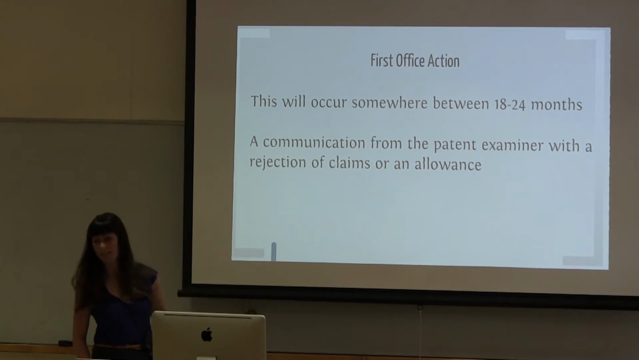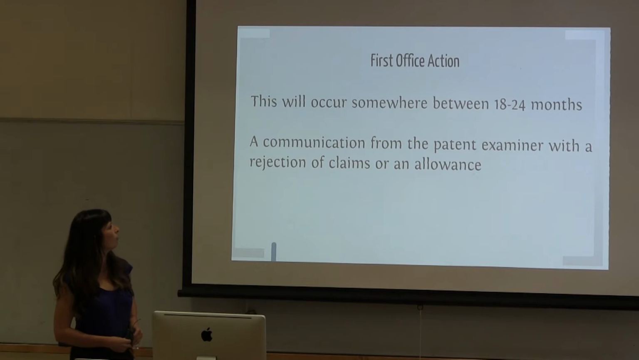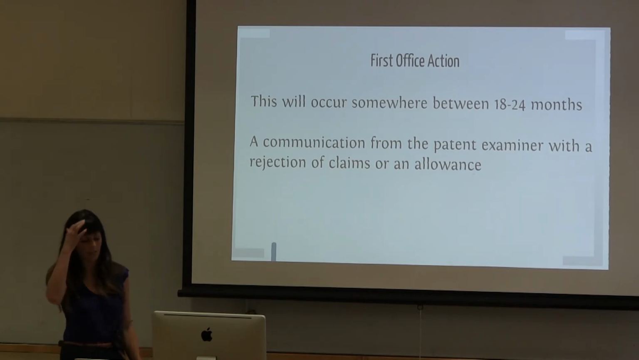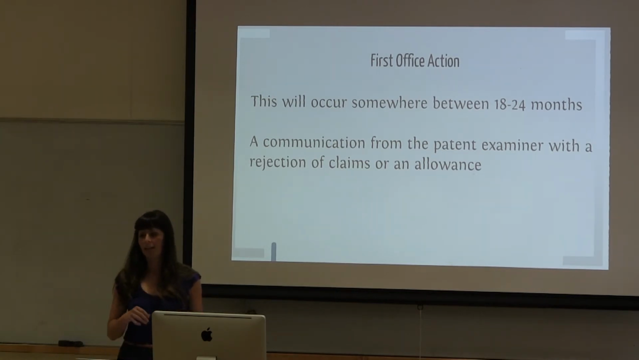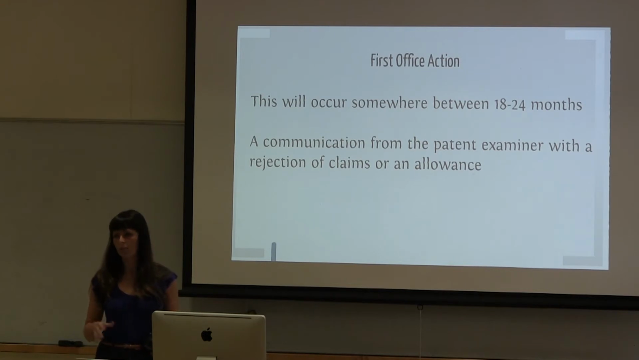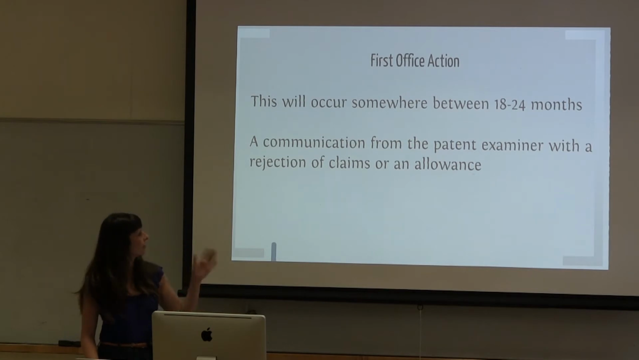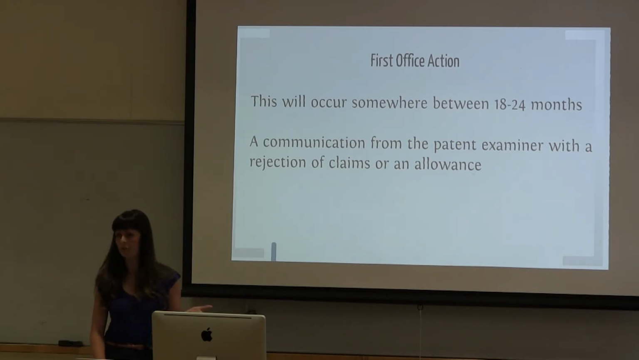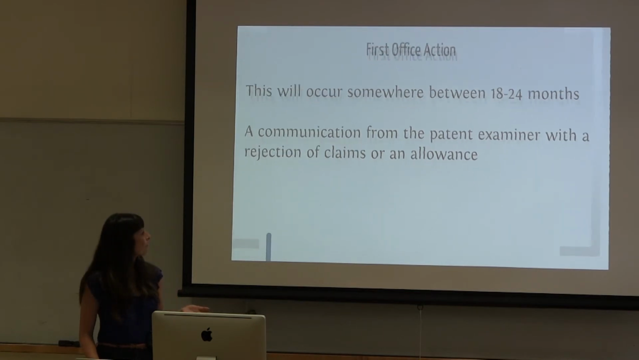Somewhere between 18 and 24 months, you get what is called an office action. That's basically a communication from the patent examiner that says what's going on, whether they rejected the claims, whether they approved them, what you have to do to change it. It's not a long document, but it gives you some kind of answer. And usually the first response is a rejection.